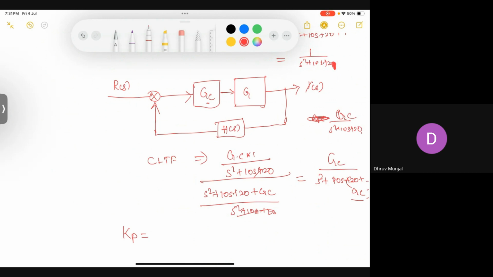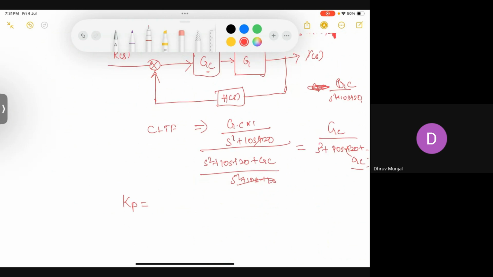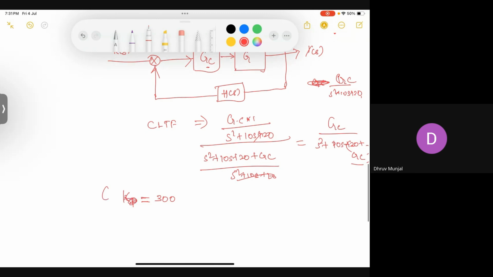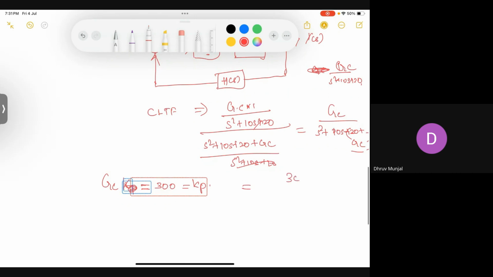Okay. So we have simulated this in MATLAB. We can also show you in the next class how we can do this in MATLAB. I'm randomly taking this value as it worked for me. Based on trial and error, you can do it by hand also. I'm just keeping KP as 300, sorry, GC as 300, just a common proportional controller gain. So if I take this, this will become 300 divided by s square plus 10s plus 320.